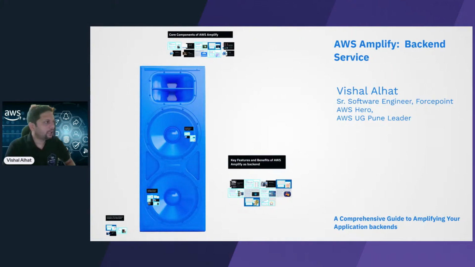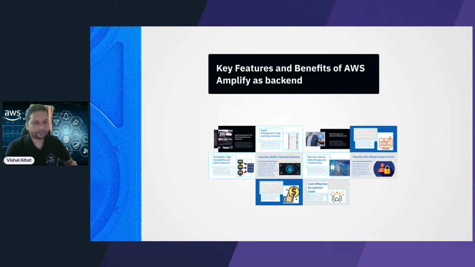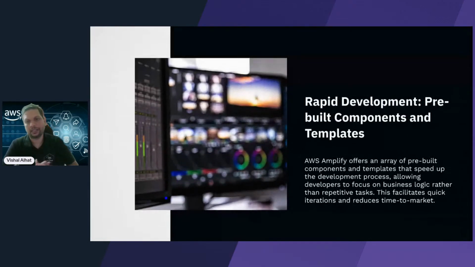Next part is let's go through the key features and benefits of Amplify when we are using it as a backend. We saw a few of the key features or the components, right? First one is rapid development, right? How does it help when we are using AWS Amplify instead of traditional ways of developing your application and deploying that on-prem or any kind of cloud components? How is AWS Amplify a more efficient and reliable way?